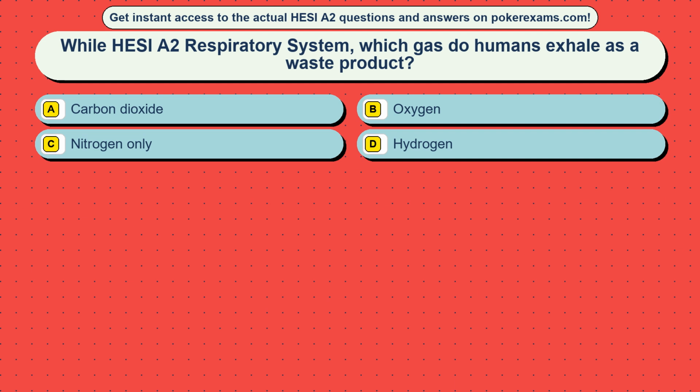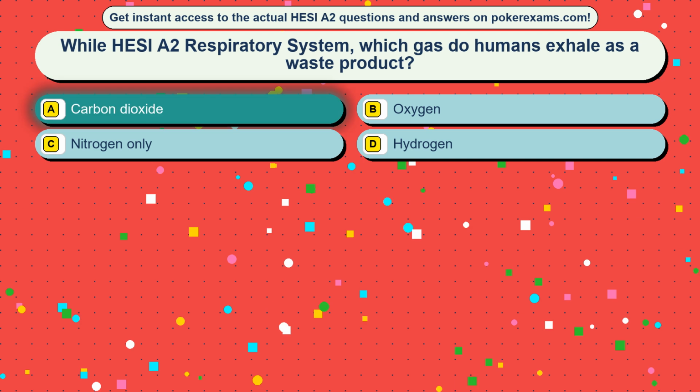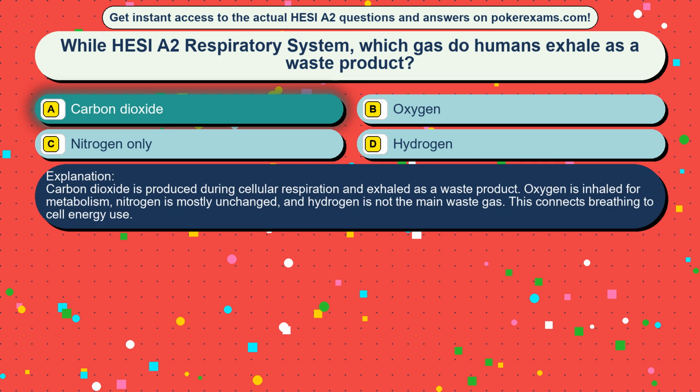Question 37. While HESI A2 respiratory system, which gas do humans exhale as a waste product? Option A, carbon dioxide. Option B, oxygen. Option C, nitrogen only. Option D, hydrogen. The correct answer is option A, carbon dioxide. Carbon dioxide is produced during cellular respiration and exhaled as a waste product. Oxygen is inhaled for metabolism, nitrogen is mostly unchanged, and hydrogen is not the main waste gas.